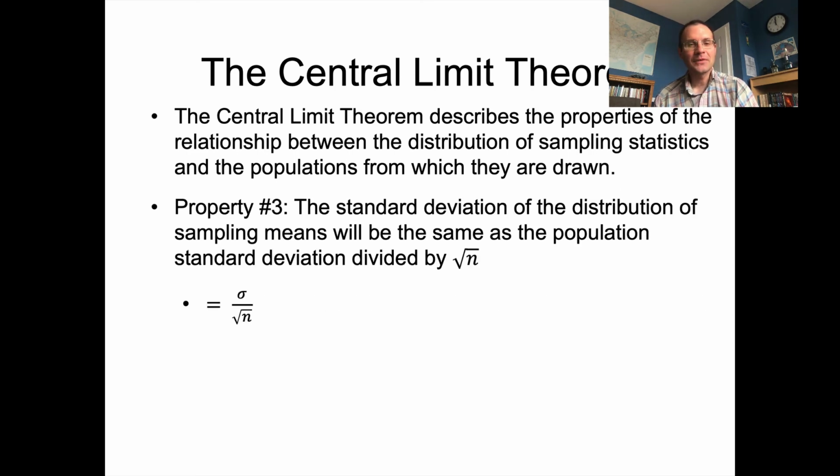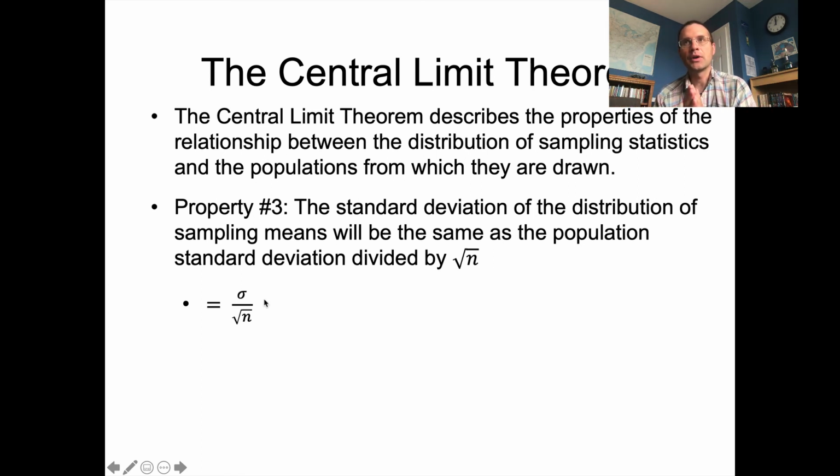And then lastly, this maybe is not quite as neat and tidy as the first two properties of the central limit theorem, but the prediction for the standard deviation of the distribution of sampling means is that it will be the same as the population standard deviation divided by the square root of n. So this is representing this fact using the Greek letter terminology. Sigma here represents the population standard deviation, and n is just the number of items in a sample.